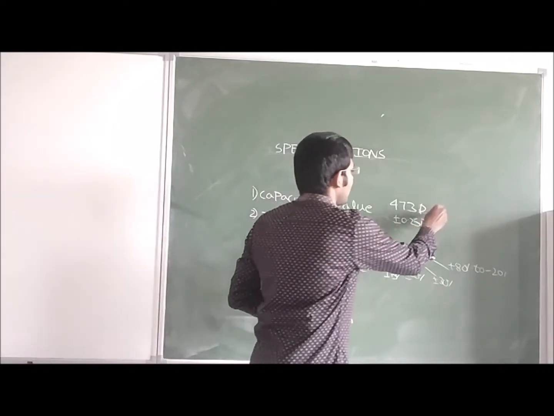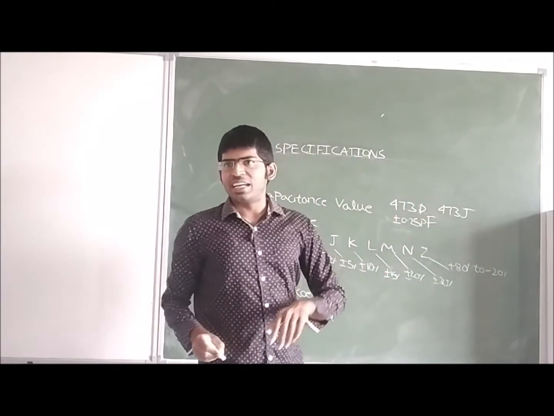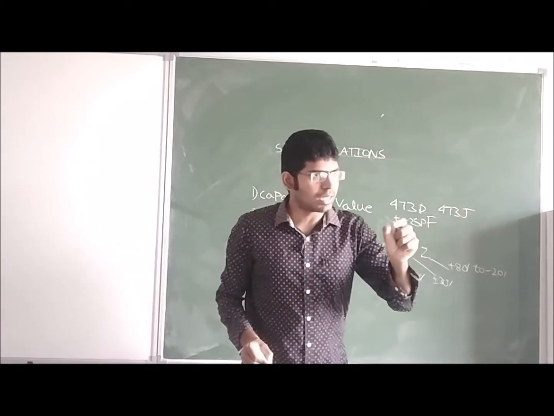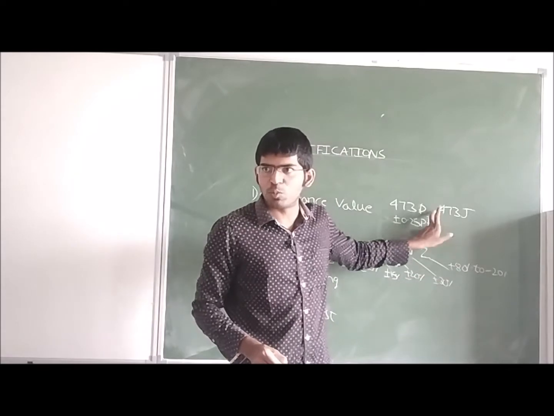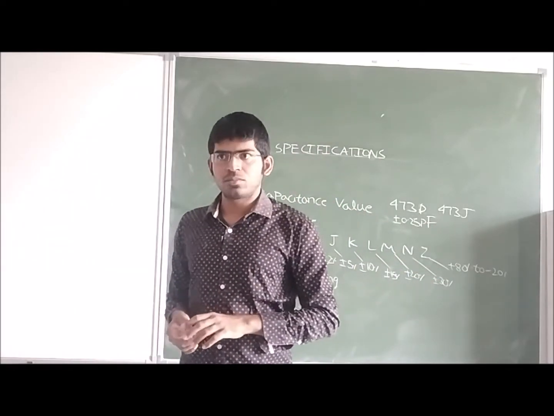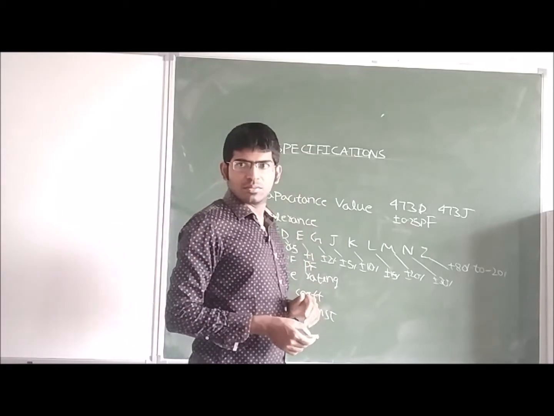Example, when I use J, it indicates that there might be changes in this capacitor when you connect it in the circuit. The change is in the range of plus or minus 5%. Okay, this is the tolerance.